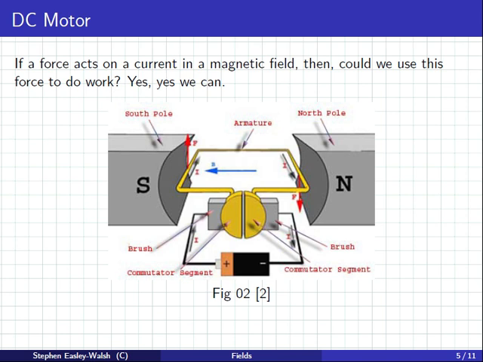When you say label, do you mean like the parts as well? Yeah, like the words I haven't read there. Well, obviously, you know, south and north, but the commutator and the brush and the armature. Split ring commutator. Yeah.